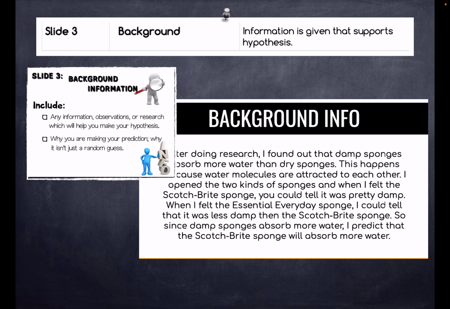So then she did some observing, which your background information can include as well. She observed her sponges, and she noticed that one felt more damp than the other. Because of all this research and observation, she made her prediction that the Scotch-Brite sponge will absorb more water. Your background information leads to your hypothesis.